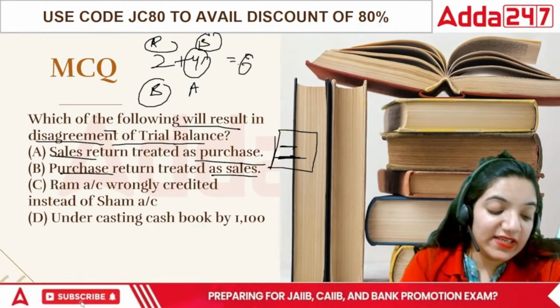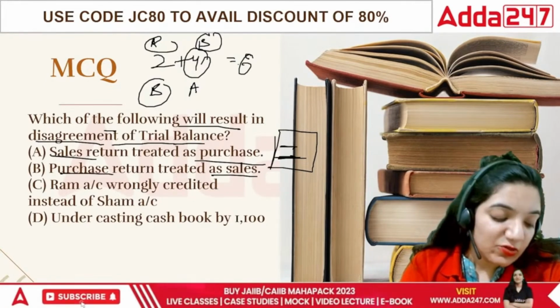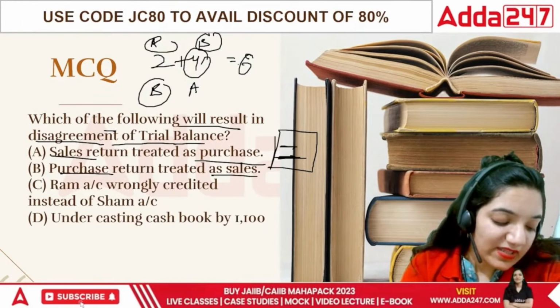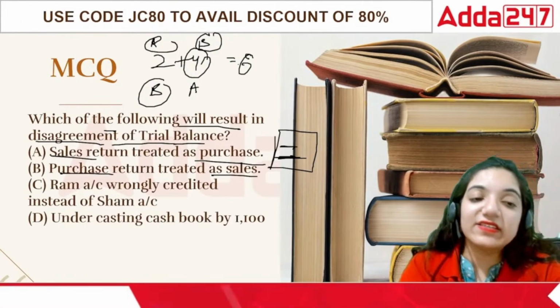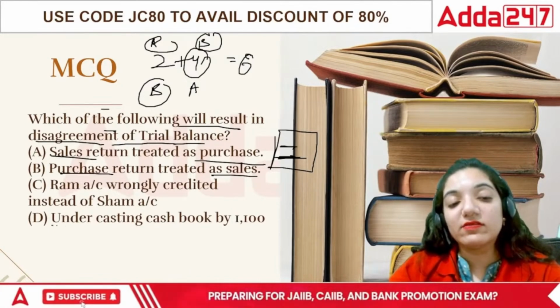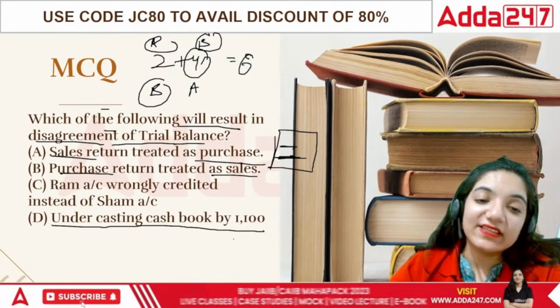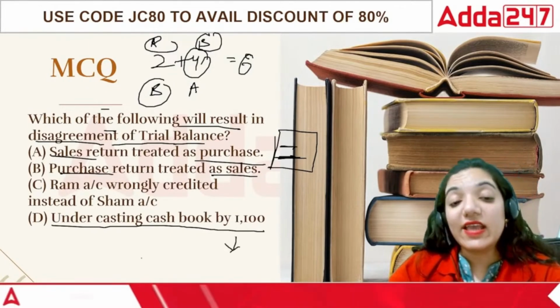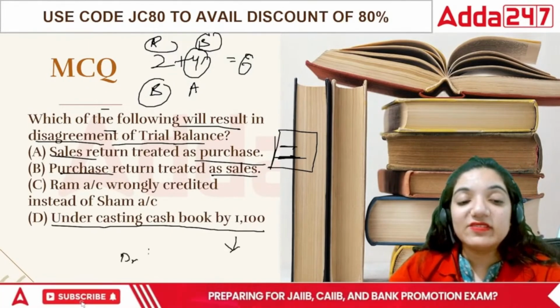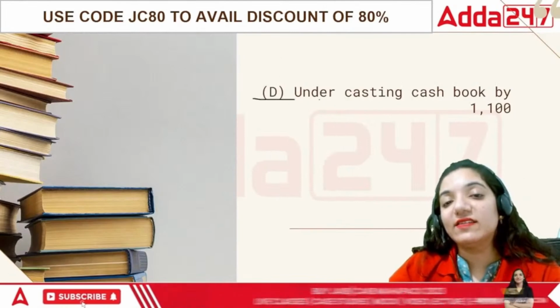Amount is credited in the books of accounts instead of Sham. In this case, what has happened is only the name has been changed, rest everything is the same. Then we have undercasting the cash book. If we talk about undercasting, that means on the cash book side, the debit side is being lessened by rupees 1100. So in this case, the correct answer is D.